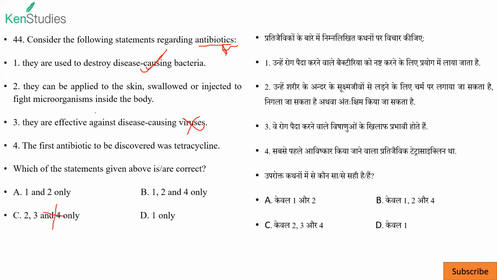Now second, they can be applied to the skin, swallowed, or injected to fight microorganisms inside the body. Yes, they can be applied on the skin, swallowed, or injected in the form of liquid into the body to fight microorganisms inside the body. Then the second statement is correct. Now D is also eliminated. Now your main thing is: the first antibiotic to be discovered was tetracycline. No, it is about penicillin. So the fourth is also incorrect. So A is the correct answer.